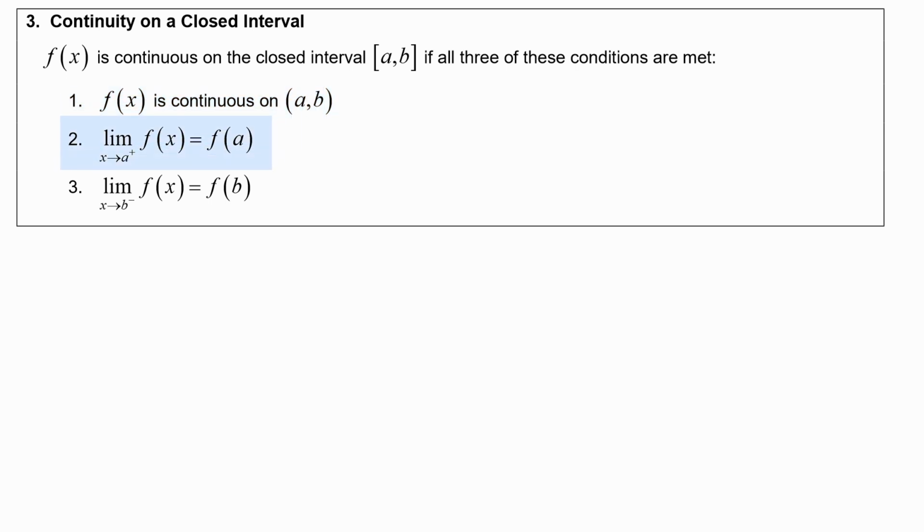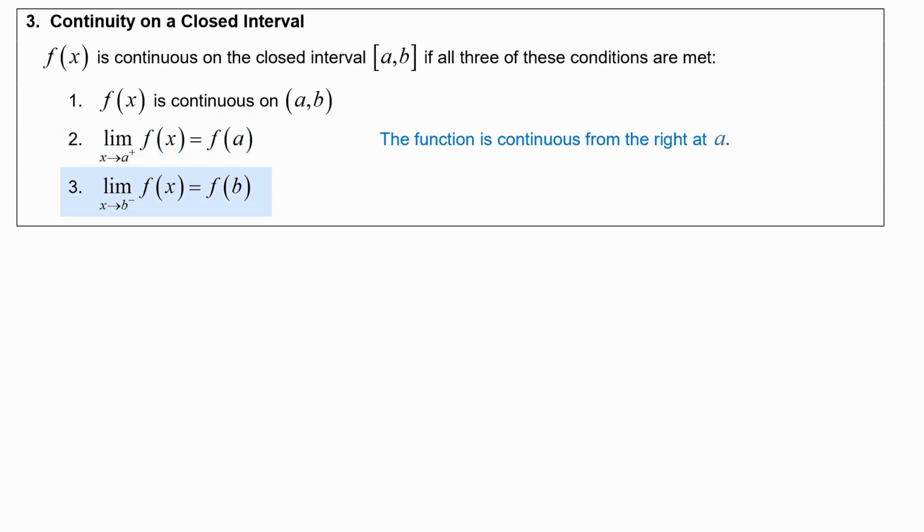Second, the limit as x approaches a from the right of f of x has to equal f of a. So that means the one-sided limit here, coming in from the right at the left endpoint, has to equal the function value at the left endpoint. Another way of saying that is the function is continuous from the right at a.